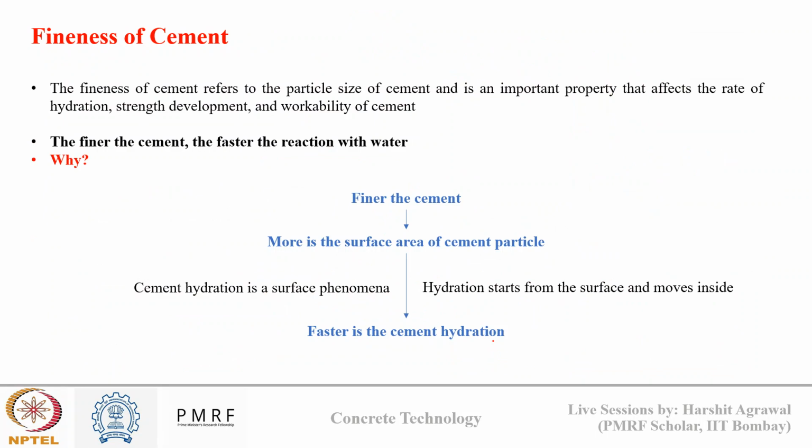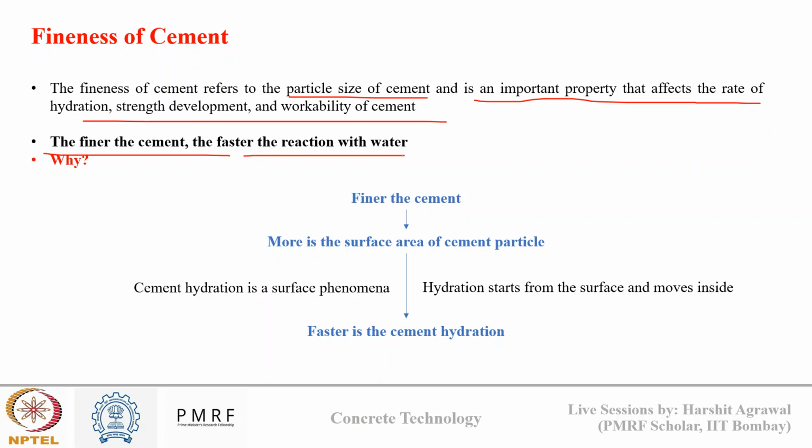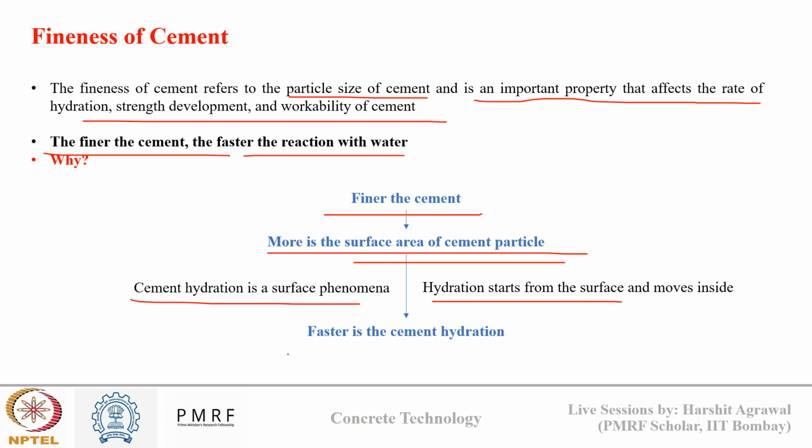Now, fineness of cement. We know fineness of cement refers to the particle size of cement, and it is an important property that reflects the rate of hydration, strength development, and workability of cement. So the finer the cement, the faster the reaction with water. Why? Because the finer the cement, the more surface area is available for reaction. And since cement hydration is a surface phenomenon and starts from the surface, hydration is faster. This is why fineness of cement is important, and we have discussed it multiple times now.